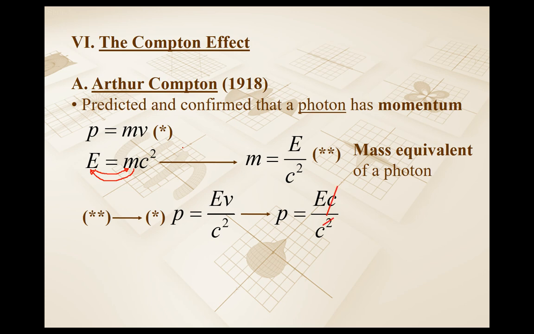Cancel those off. Then if I manipulate the equation for E, this is a way you could calculate the energy of a photon from its momentum. You take the magnitude of a photon's momentum and multiply by the speed of light. It's another way to calculate a photon's energy, on top of the other equation we already have, that E is equal to h times f, or hc over the wavelength.